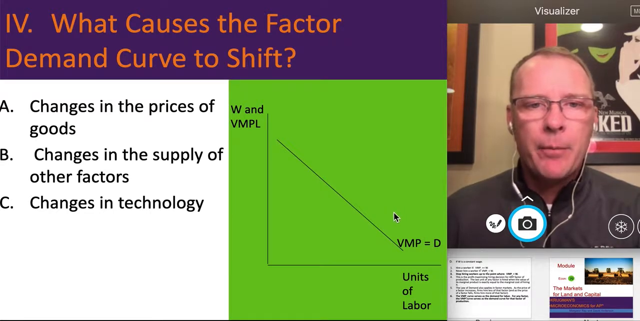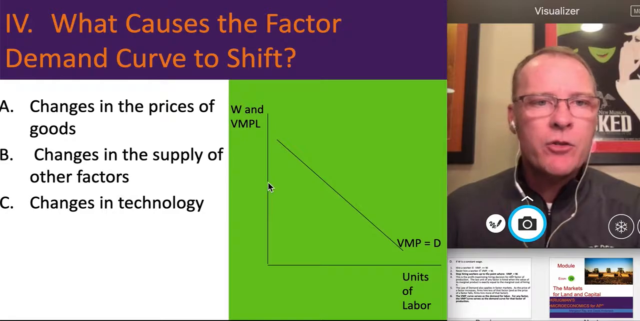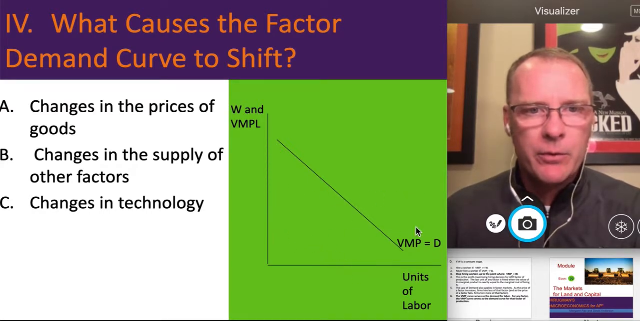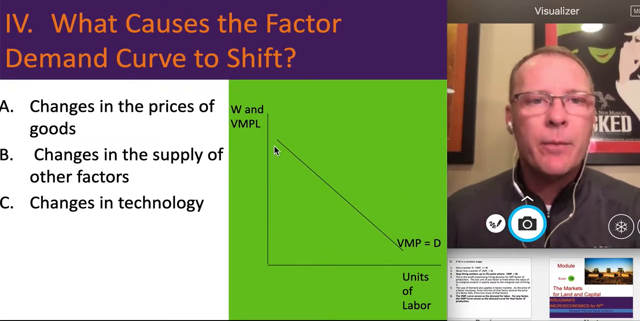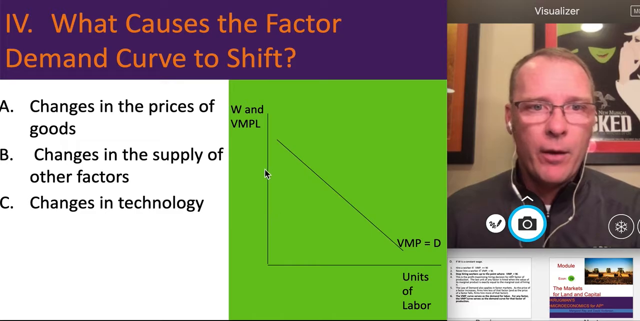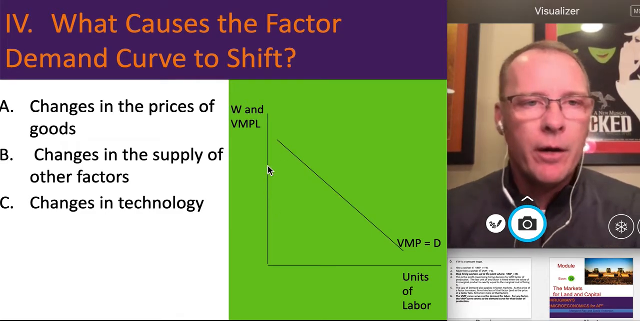And then what's going to happen is this is going to tell me how many units of labor I should hire. So every single time my wage comes in across, let's say my wage was here, I'd hire this many people. If my wage was here, I'd hire this many people. If my wage was here, I'd hire this many people. So I'm going to follow this line down wherever my wage goes, or follow this line up wherever my wage goes, and that's where I'm going to hire.